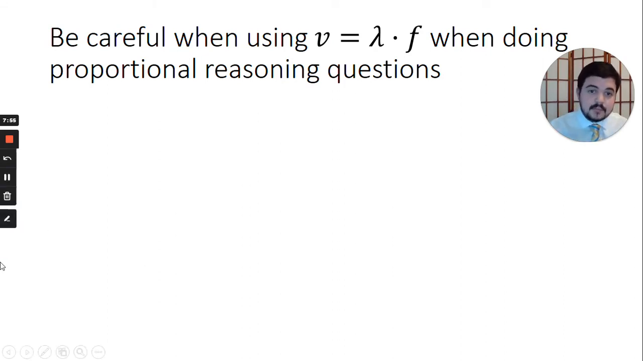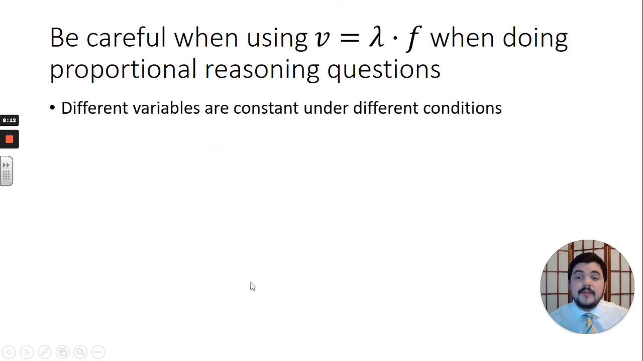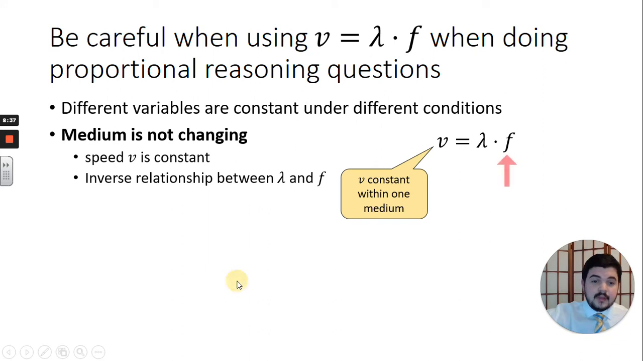Be careful. This is a place where students make some mistakes pretty frequently. When using speed as wavelength times frequency, and you're doing some proportional reasoning, sometimes speed is constant, sometimes frequency is constant. So different variables are constant under different conditions. When your medium is not changing, if we're just staying in a vacuum or in air or in glass or in water, then it's the speed v that is constant. When that happens, there's an inverse relationship between the wavelength lambda and the frequency f. So looking at our equation, v is constant within a medium. So as frequency goes up, wavelength must go down in order to keep v the same. Or if frequency goes down, wavelength must go up again to keep the speed overall the same. Making one bigger, the other gets smaller to keep the speed constant.